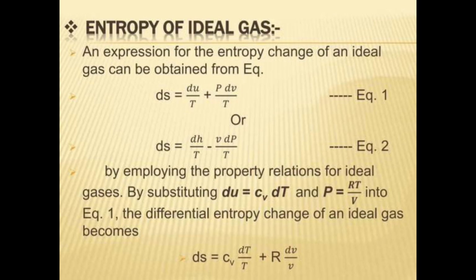Entropy for ideal gas. An expression for the entropy change of an ideal gas can be obtained from the equation ds equal to du by T plus p dv divided by T, or ds equal to dh by T minus v dp divided by T, by employing the property relation for ideal gas, substituting du equal to cv dT and p equal to RT divided by v into equation 1. The differential entropy change of ideal gas becomes ds equal to cv dT by T plus R dv by v. v is the specific volume.